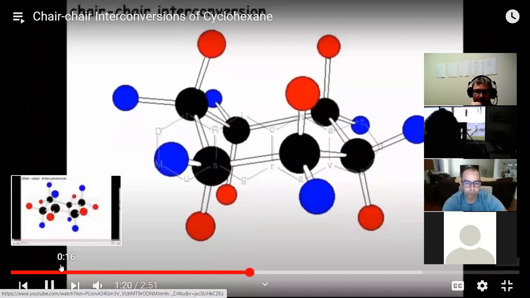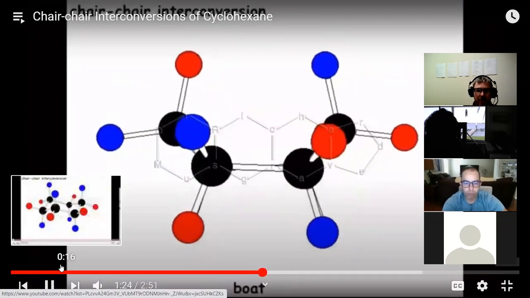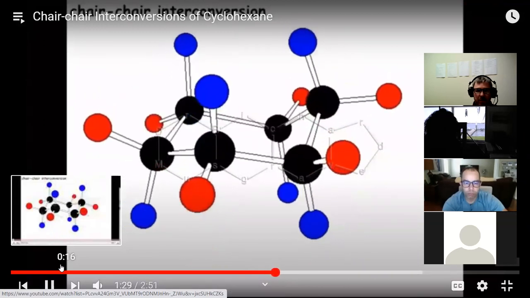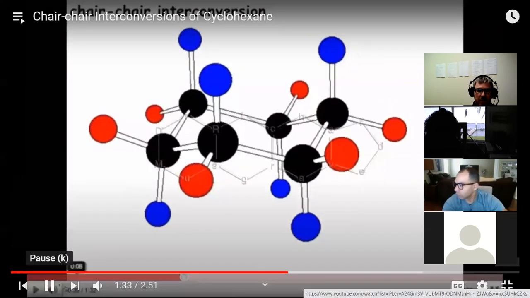Equatorial. Boat again. Blue's axial, red's equatorial again. So that's how it interconverts. And that's a good video because it shows you where the interconversion is going and what it's doing with the hydrogens.